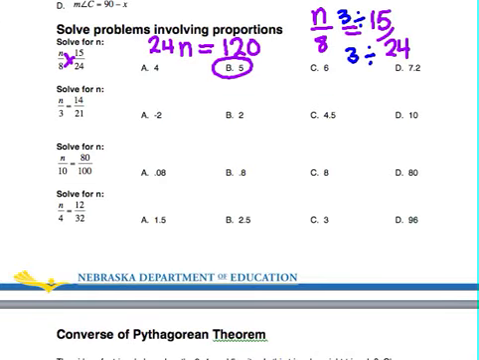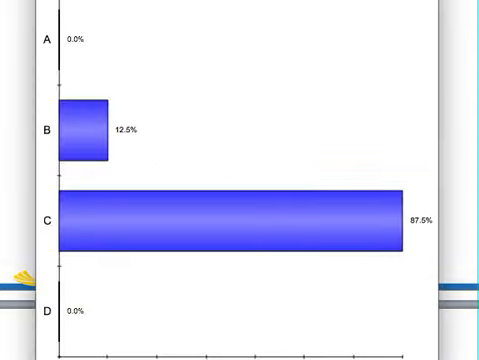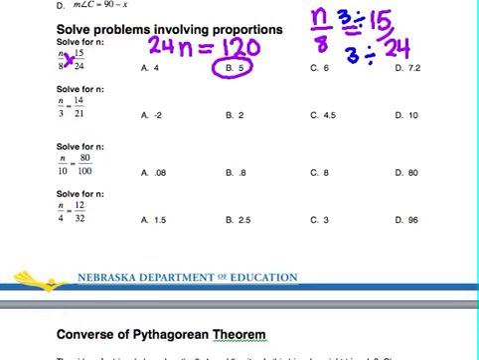Okay, let's look at the next one. N over 10 equals 80 over 100. What's your answer going to be on that one? And the answer is letter C. Once again, there are 2 ways. You can either cross multiply, or you can go ahead and reduce the fraction down.